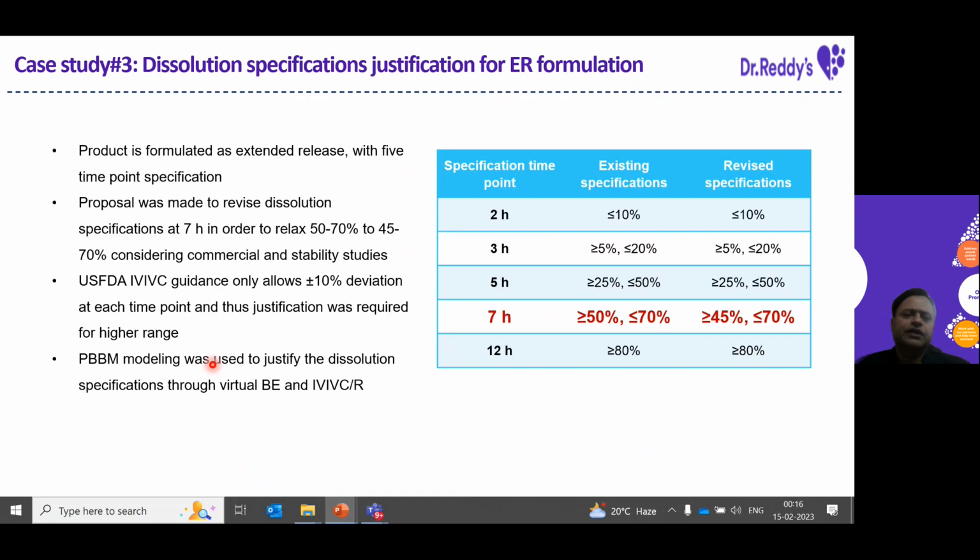Now moving on to the last case study. So we have talked of two cases where we were leveraging the BE study, and we were trying to get a biowaiver for the lower strength.